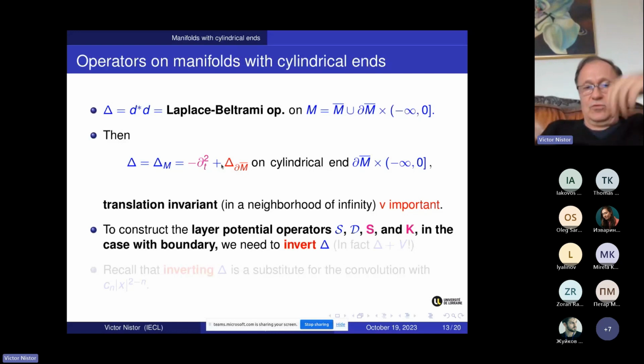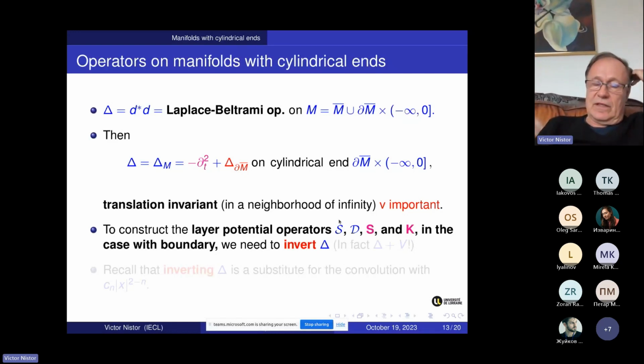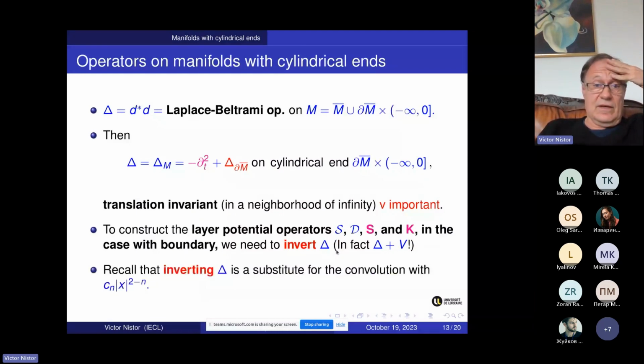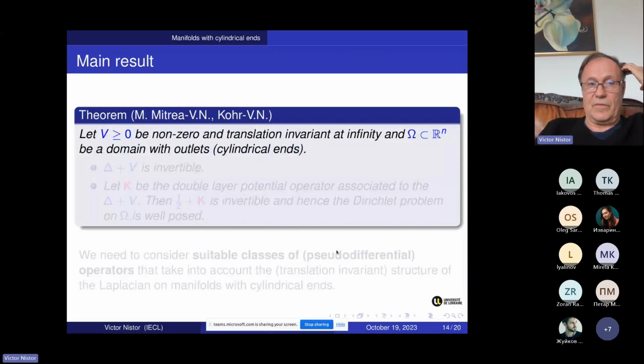Okay, and we need to go through the same game as we did on manifolds with boundary. That is, construct the single and double layer potentials, construct their limits at the boundary, S and K, and we need to invert the Laplacian, or more precisely in this case, delta plus V, because the Laplacian will not be invertible as before.